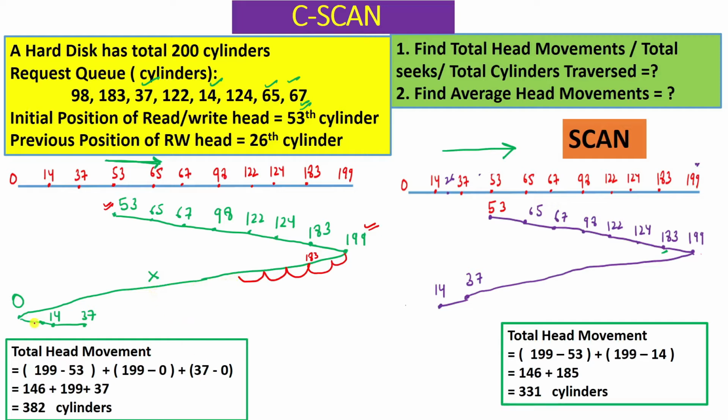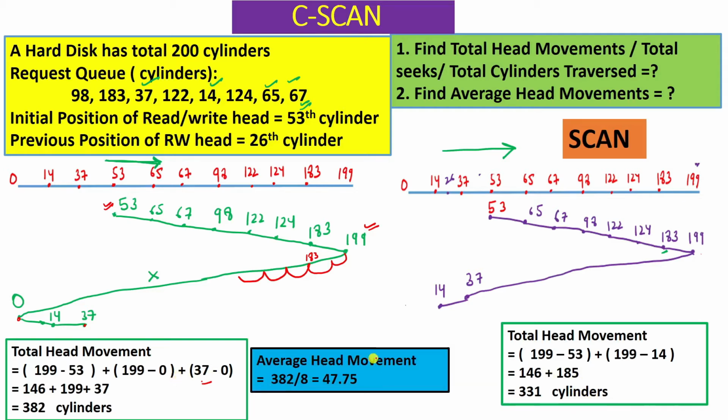After that we started from 0 till 37. So 37 minus 0, these were the remaining head movements. The total will be 146 plus 199 plus 37, so 382 cylinders were traversed. So we can see there were more head movements in C-SCAN in comparison to the SCAN algorithm. If we count the average head movement, in C-SCAN it will be 382 divided by 8, which is 47.75.